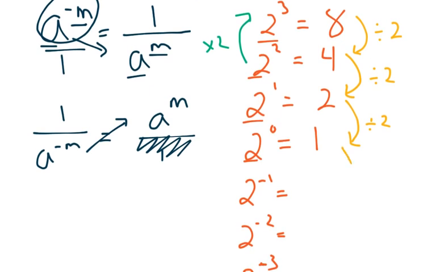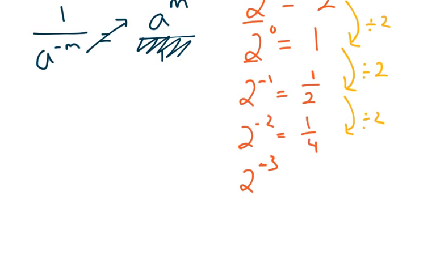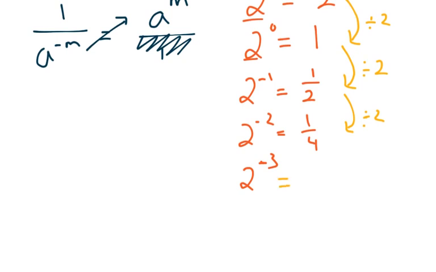Okay, so now let's keep going. What if we divide 1 by 2? What do I get? Well, I get 1 over 2, 1/2. Okay, what's half of a half? If we divide by 2 again, that would be 1 over 4. Okay, let's do it one more time.